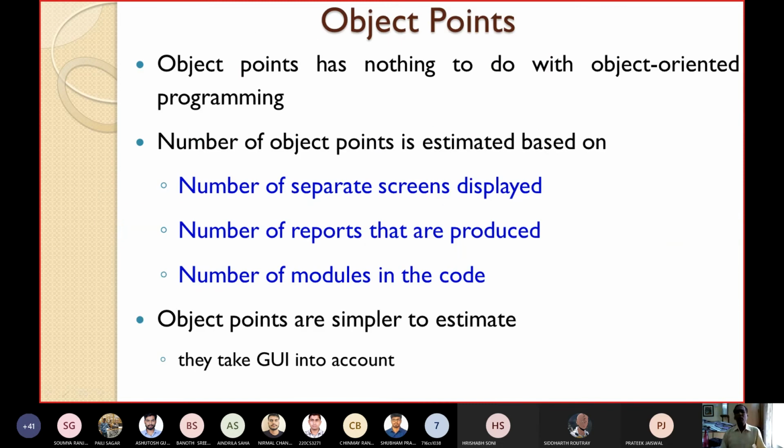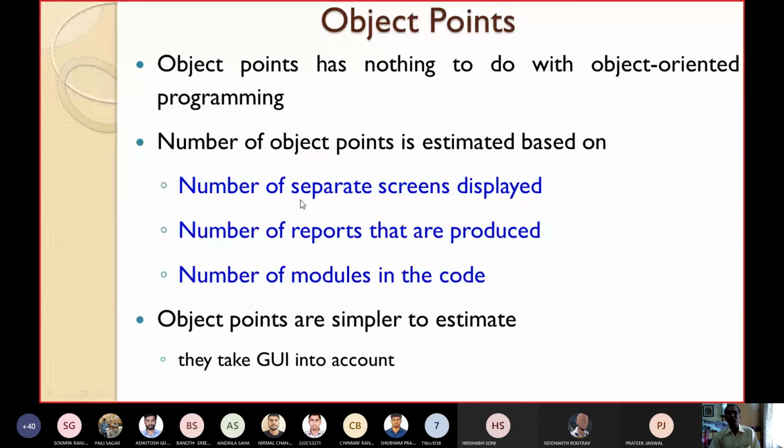So now quickly I will look at object points. We have seen function points, we have seen feature points. Now I want to tell something about object points. These object points have nothing to do with object-oriented programming languages. Here the number of object points is estimated based on three things. One is the number of separate screens displayed, how many screens will be displayed independently, the number of reports that are produced as output, and the number of modules in the code. So accordingly you count the number of object points.